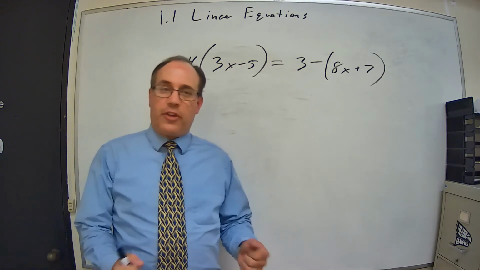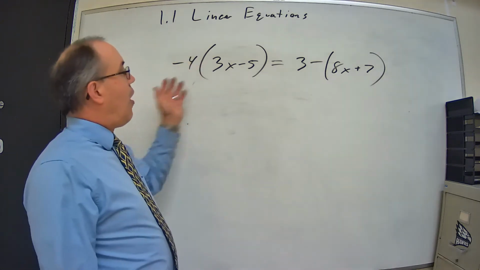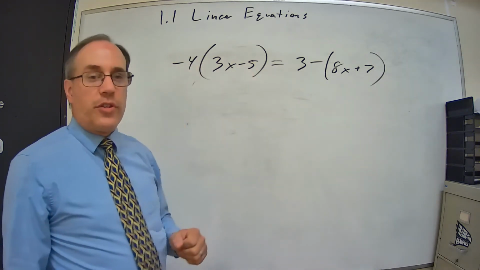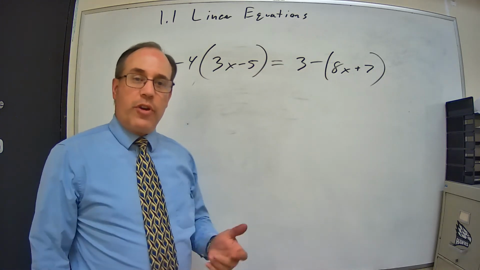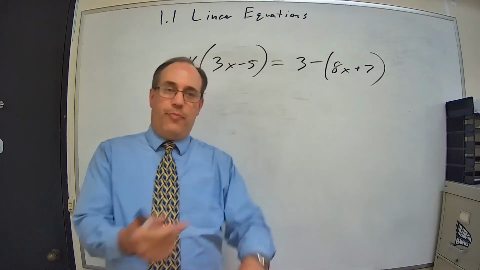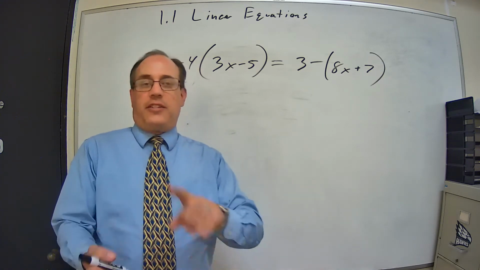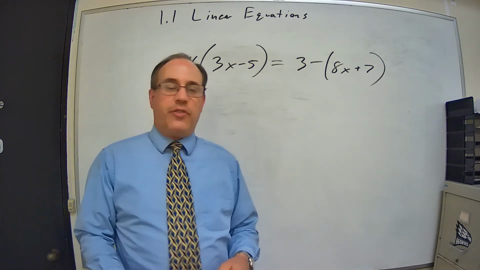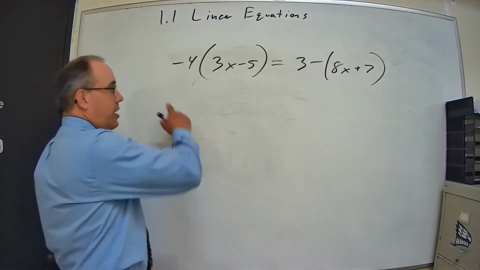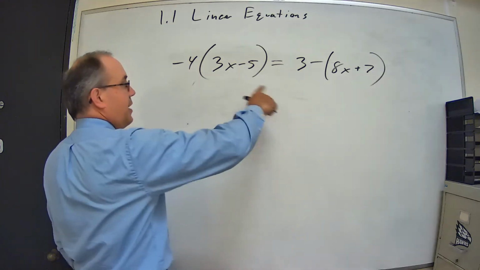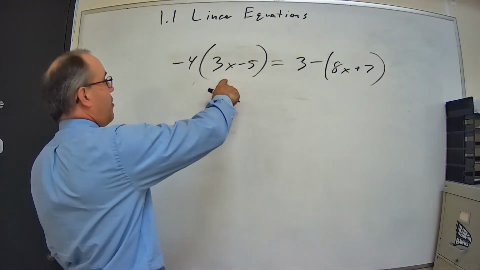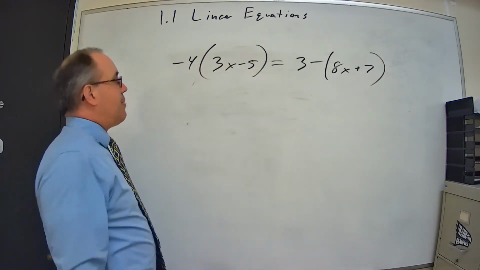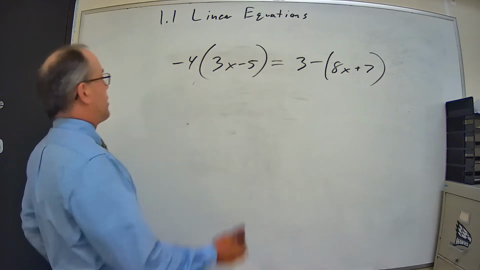Talk about going for the gusto, right? All we're trying to do if we're going to solve this equation is get x by itself. And we're going to use the addition property, the multiplication property, subtraction and division as an extension of those to do that. So I need to get this by itself. I'm going to distribute through first.